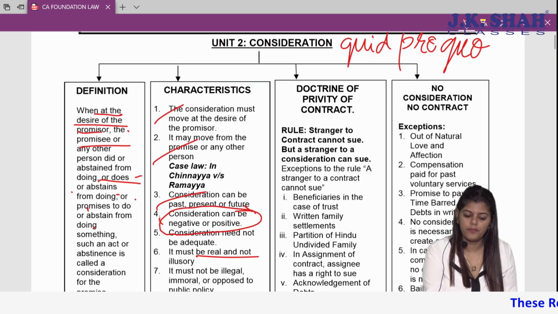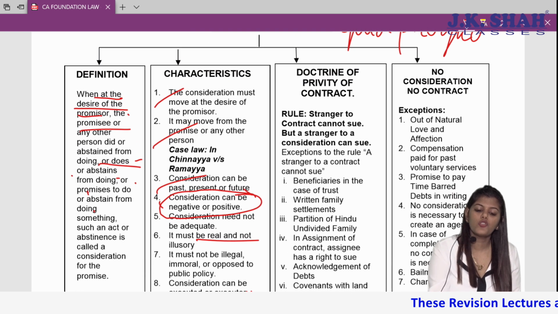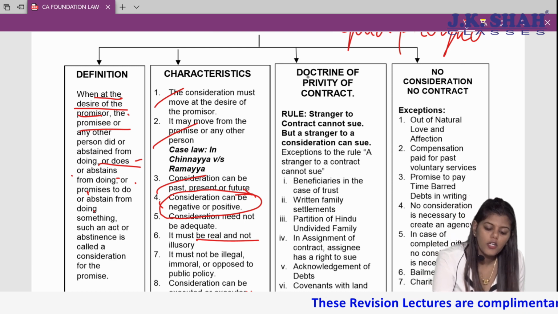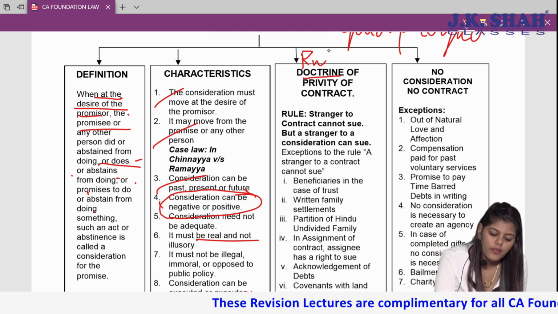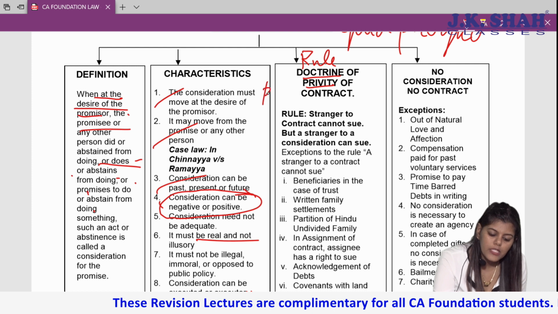That's your ninth point. Now, doctrine of privity of contract. The word doctrine means rule. The word privity means privacy.